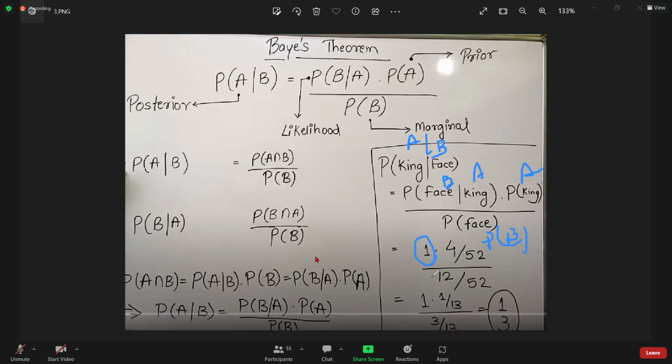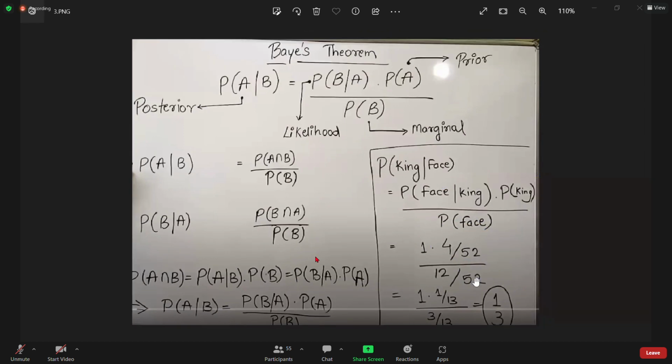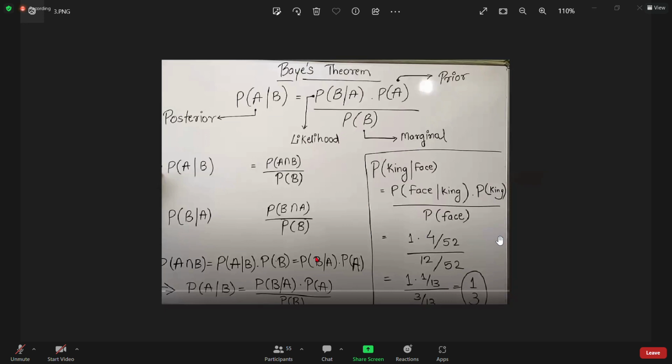Divided by 52. Face cards: what is the probability of a face card? 12 by 52. When we solve this, it means that out of the playing cards, when you pick three times, out of the three face cards, at least one time you get a king card. This is the solution. I hope you understand, guys.